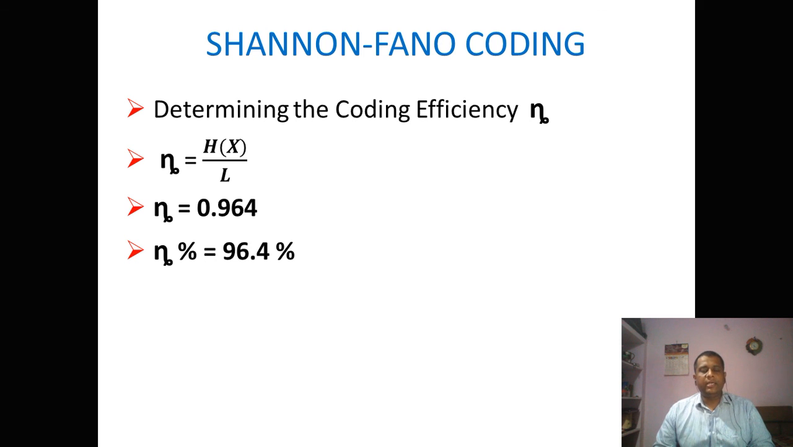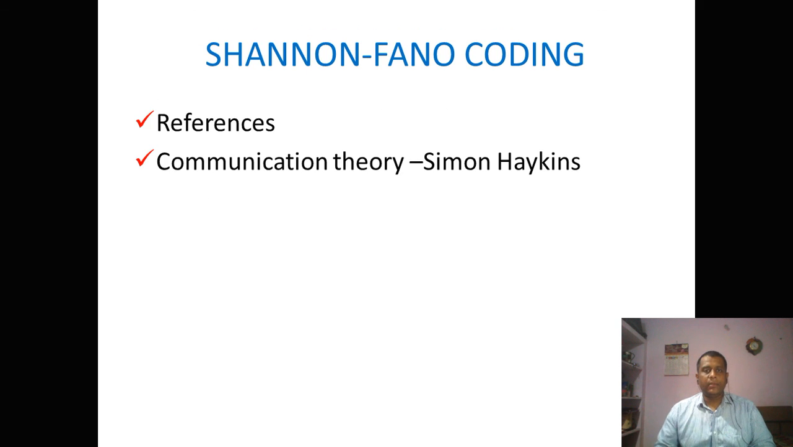This is how, at the transmitter end, we convert the given statistics into bits or code words. The Shannon Fano coding reference material is taken from the communication theory book by Simon Haykin.